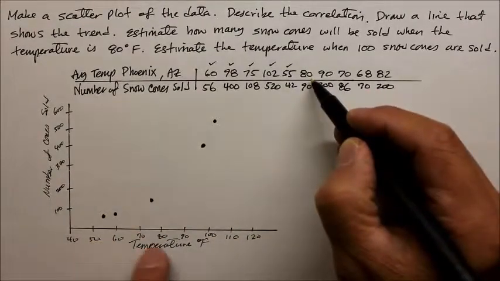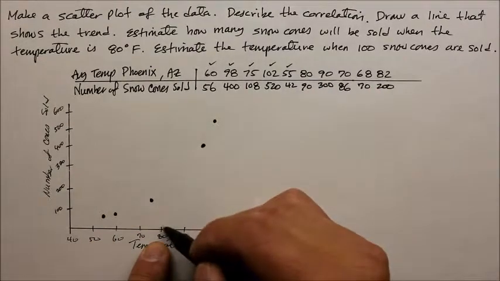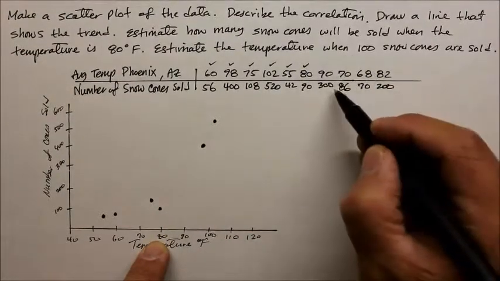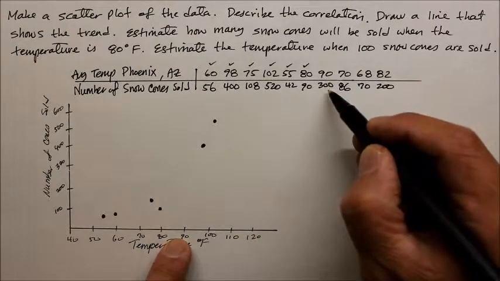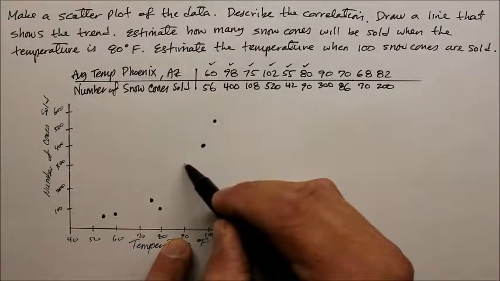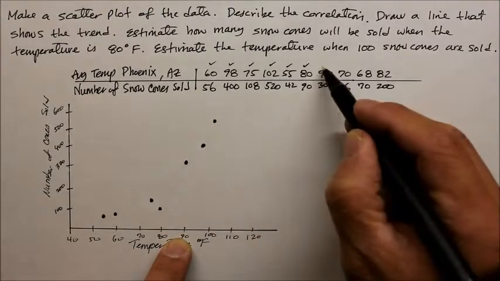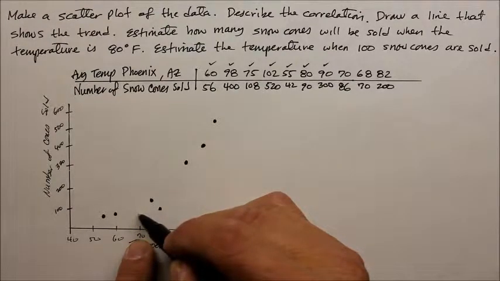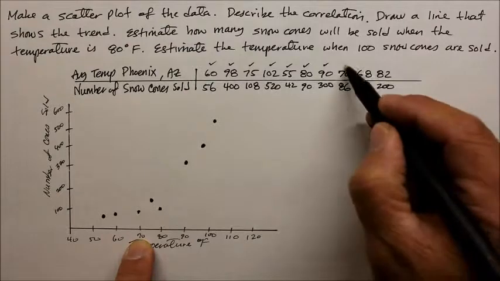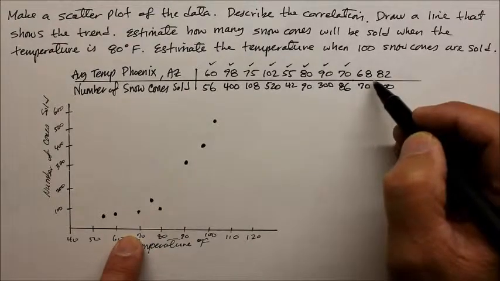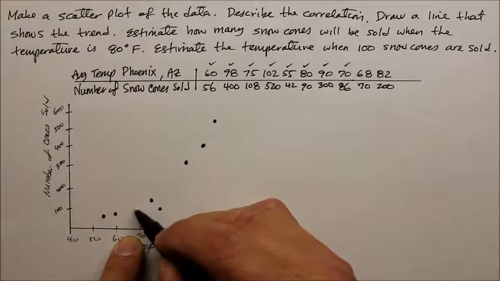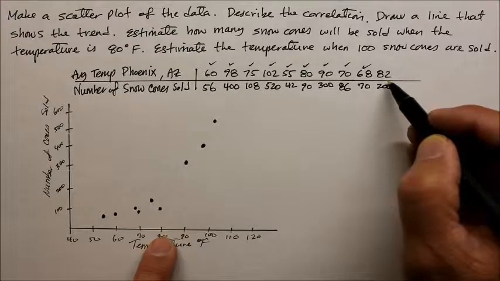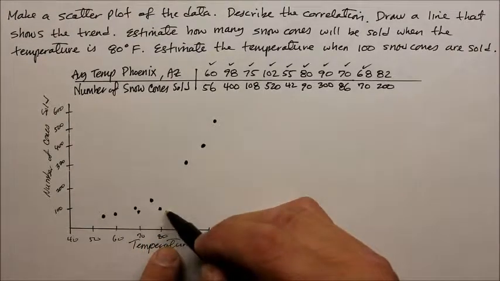And at 80 degrees, 90 snow cones were sold. So that's good. Still, you gotta eat. And at 90 degrees, nice and warm day, 300. Now that's a good temperature to be buying snow cones. At 70 degrees, 86. Very nice, 86, around here. And at 68 degrees, it's a little cold, but 70. It's not perfect, but here we go. And finally at 82 degrees, this man's pushing the snow cones at 200 of them.